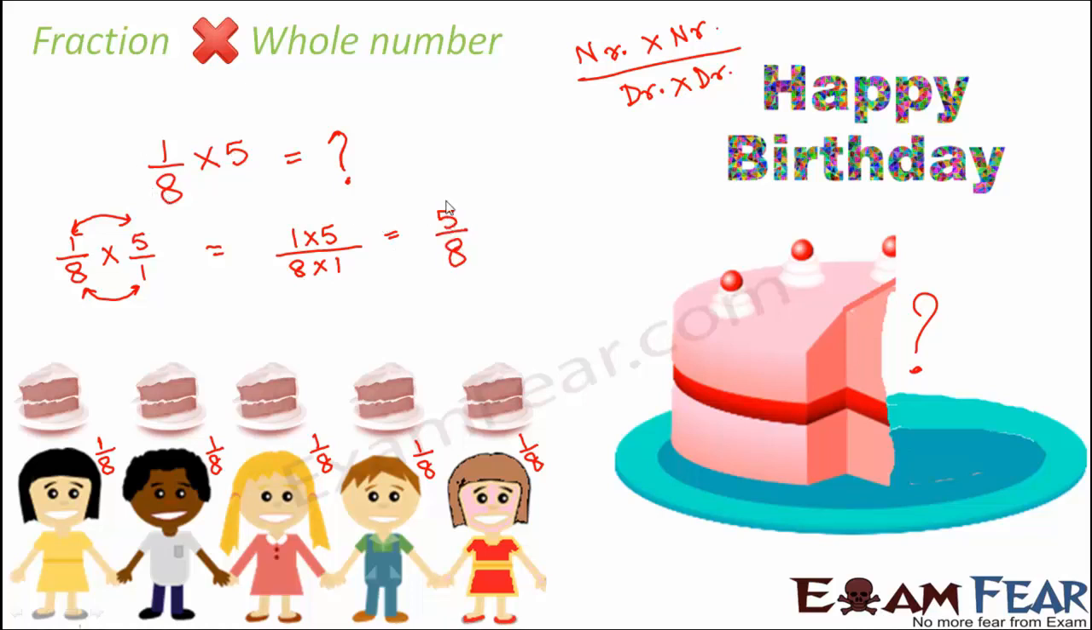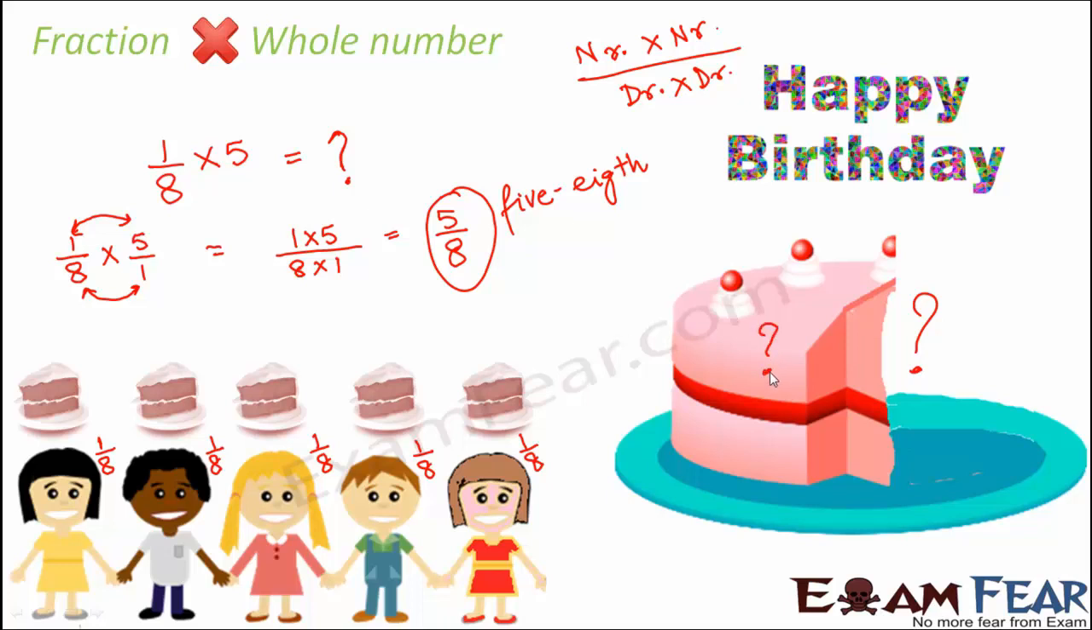So once you multiply this, what do you get? You get 5/8. That means 5/8 of the cake was eaten up by 5 of your friends. So 5/8 part of the cake was eaten by all of them together. Clear? So now you understood how we do multiplication. Now let us understand one step ahead as well. We got to know that the part of the cake which has vanished now is the 5/8 part of the cake.